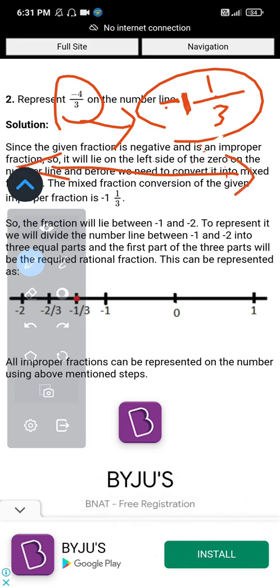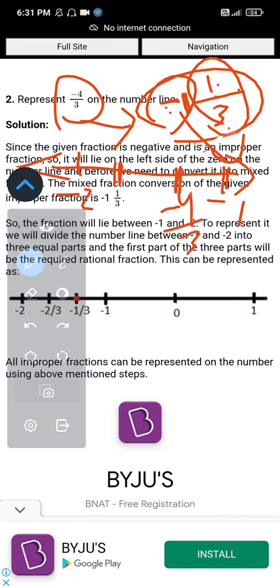So we draw a number line. Here we mark minus 1, here we mark minus 2, because on the number line, lesser negative numbers are on the right side, more negative numbers are on the left side. That's the way. And we have now marked minus 1. Now we need to mark 1 by 3. So we take 3 parts: 1 part, 2 part, and the third part is this. Now we need to count from minus 1. From minus 1, this is the first part, this is the second part, and this is the third part. So we need the first part.